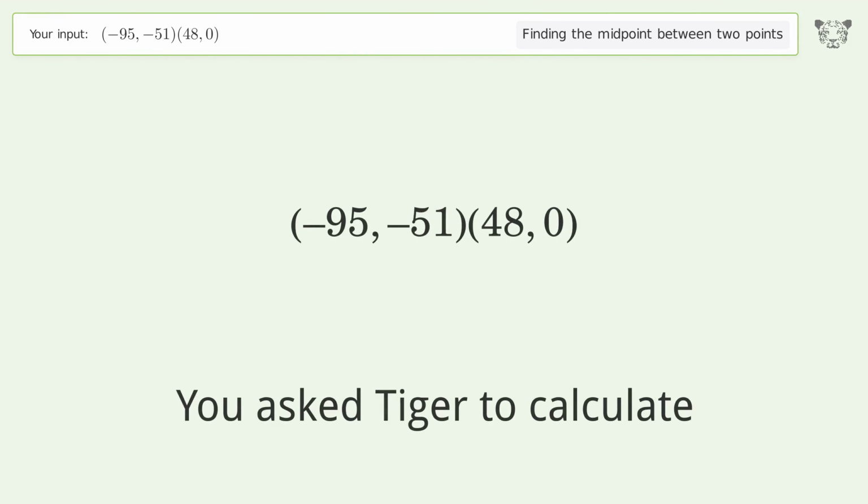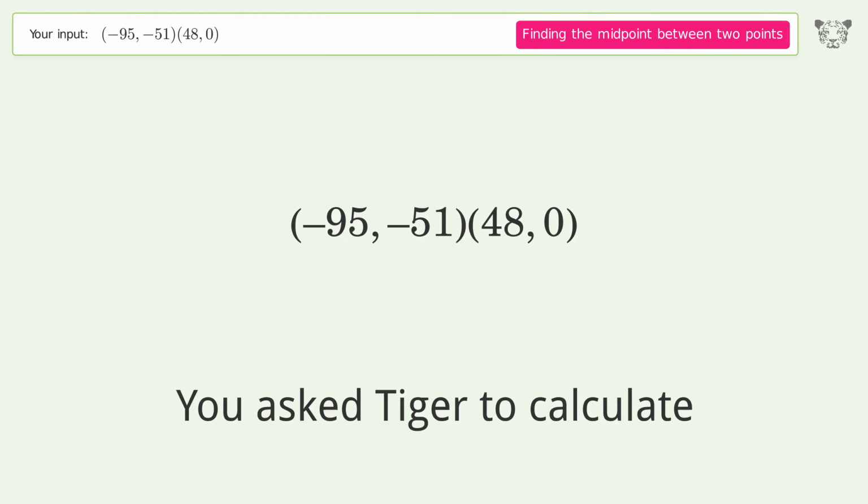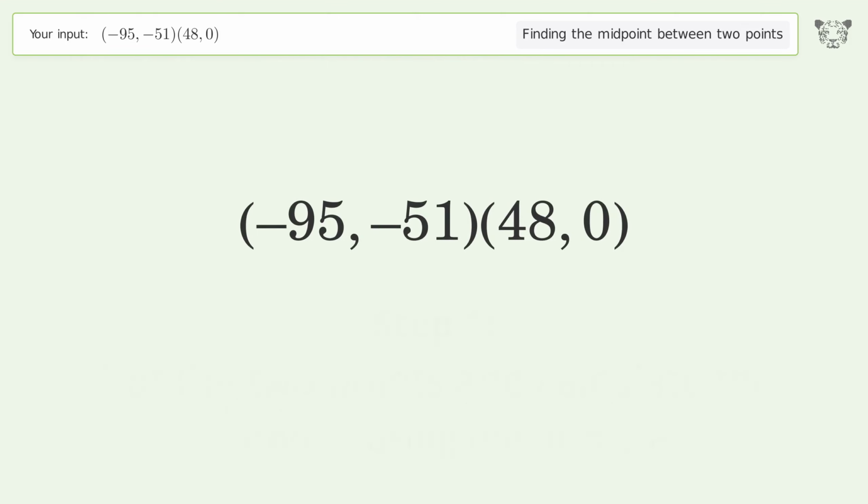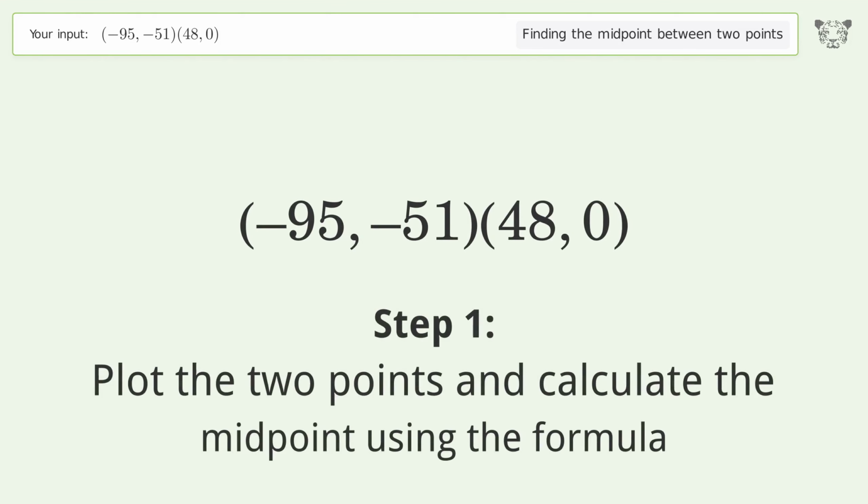You ask Tiger to calculate. This deals with finding the midpoint between 2 points. The midpoint between the 2 points is -23.5, -25.5. Let's solve it step by step. Plot the 2 points and calculate the midpoint using the formula.